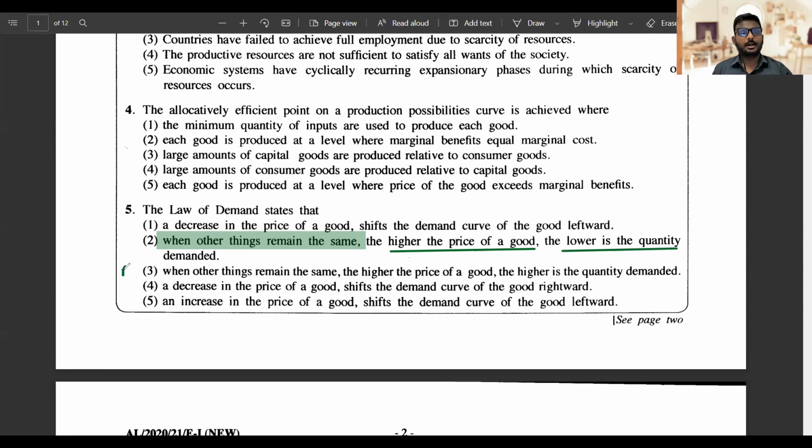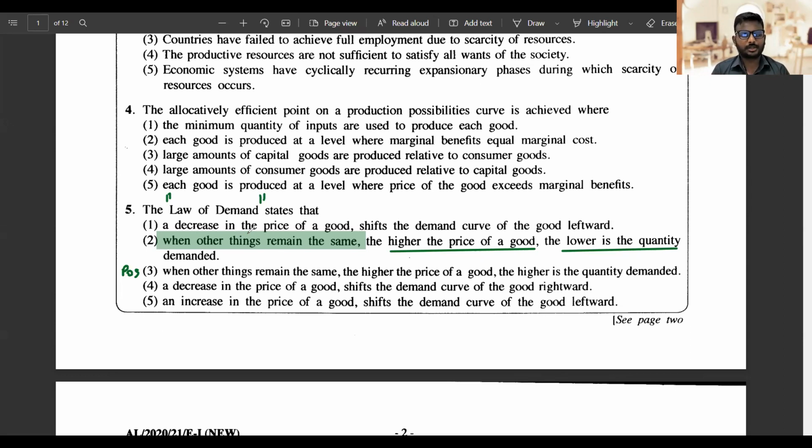Here we are seeing a positive relationship. That's not what the law of demand says. Law of demand says there's a negative relationship between price and the quantity demanded of a good. So when price goes up, demand has to come down. So answer number 2 is the answer, right?